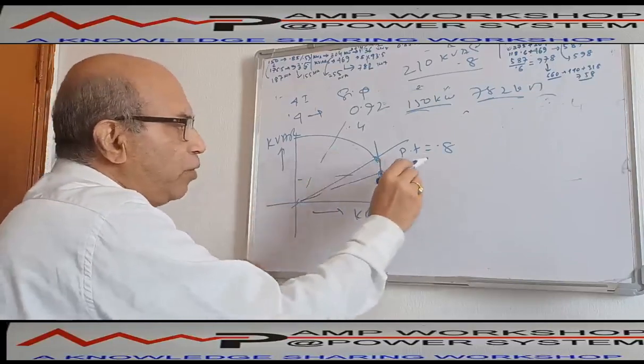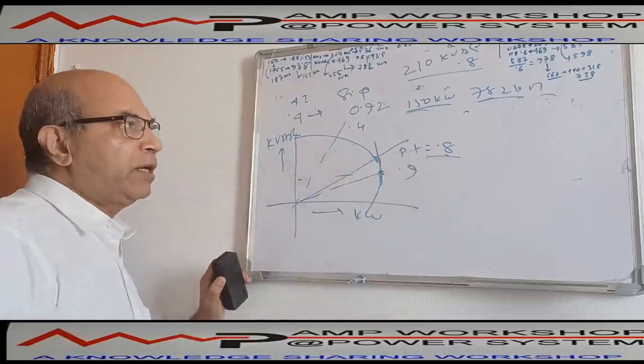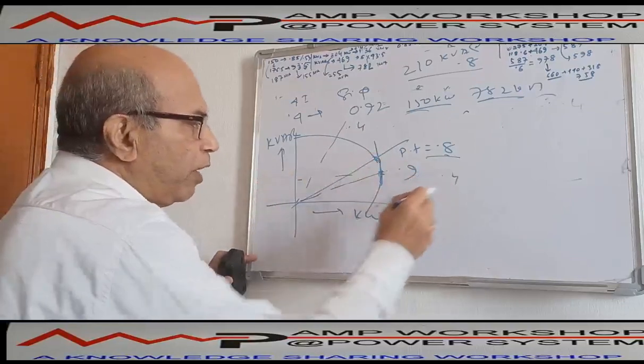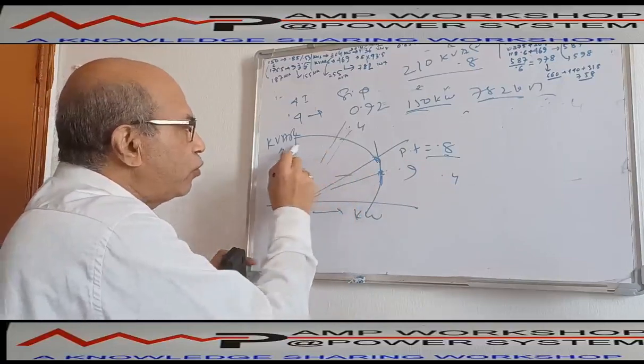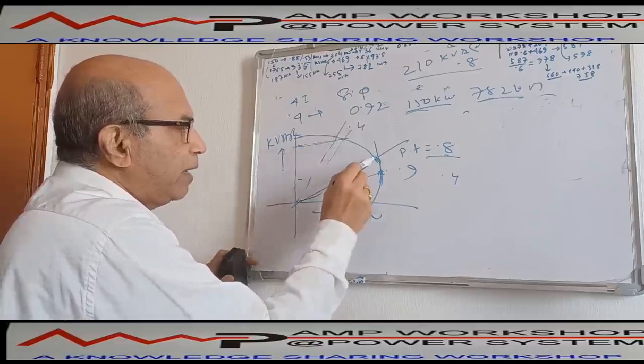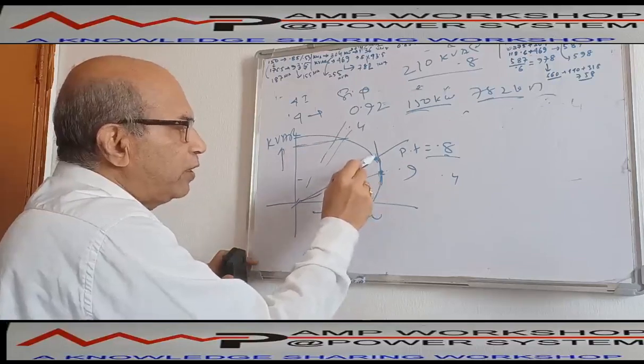So if we consider a 0.8 power factor generator, during starting the power factor is only 0.4. So this operating line will be moving this way. So automatically it can produce more MVAR, kVAR. At 0.8 power factor, we are considering this point. Okay.